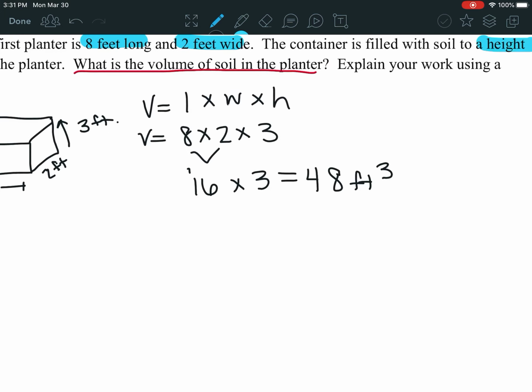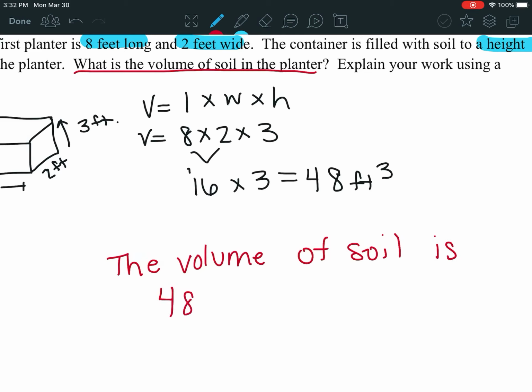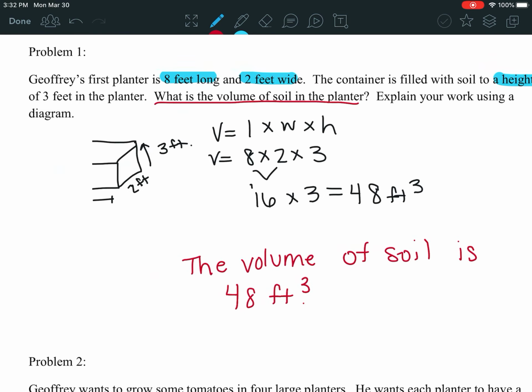So the last step we do is write our RACE answer. And I'm going to change to red because we're answering the question. What is the volume of soil in the planter? The volume of soil is 48 feet cubed. So that is how we solve problem 1.